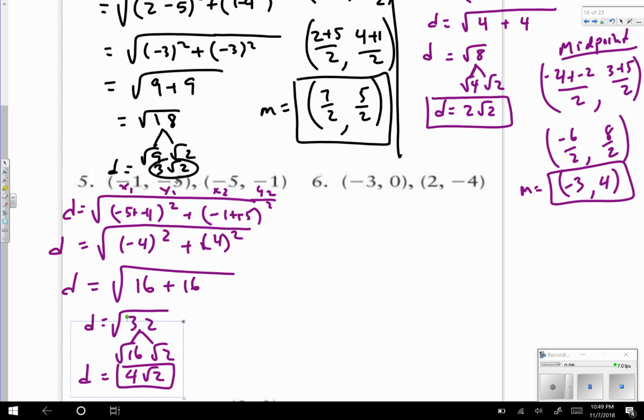Midpoint, again, we're taking the two x's and adding them together. So -5 plus -1 is -6. We're going to divide that by 2, so basically averaging them. We're going to do the same thing with the y's. -5 plus -1 is again -6 divided by 2. So this is going to be -3 comma -3. And this is our midpoint.